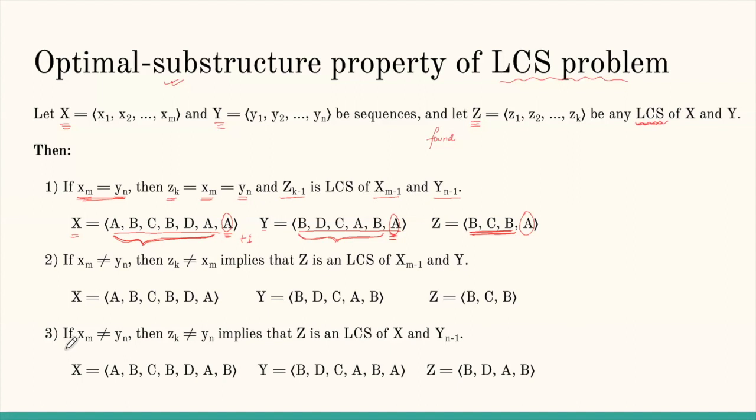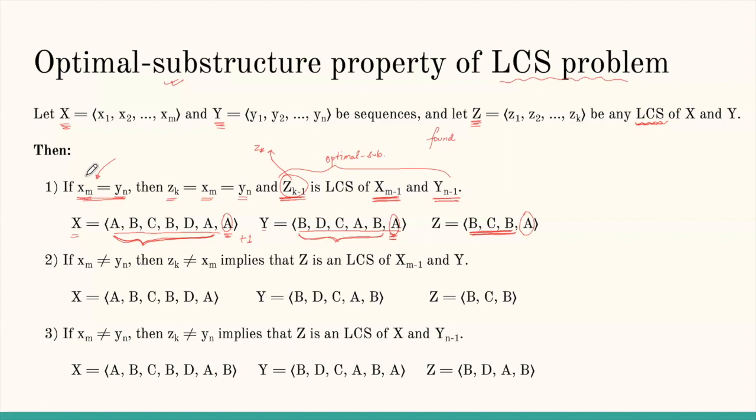So from this, by contradiction, we can show that if Gk is the subsequence of Xm and Yn, then we can also say that Gk minus 1 is the longest common subsequence of Xm minus 1 and Yn minus 1. So there you go. This clearly shows that solving Gk minus 1 can be used to solve Gk. So this shows the optimal substructure property of the LCS problem in this particular case of when Xm equals Yn.